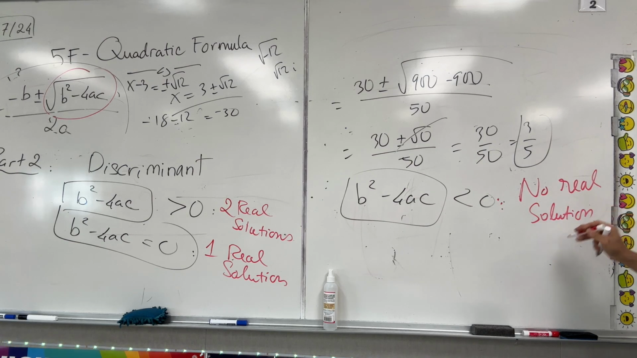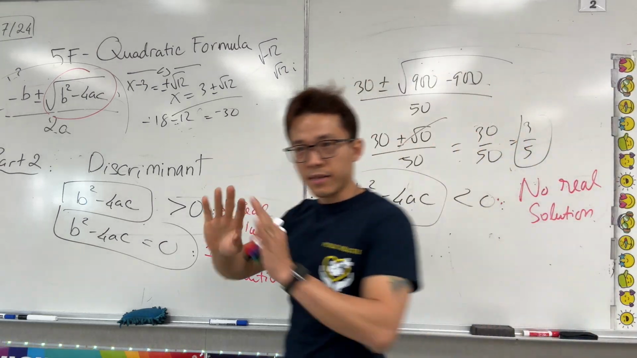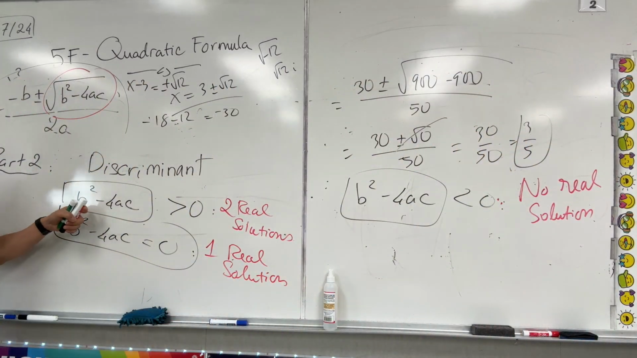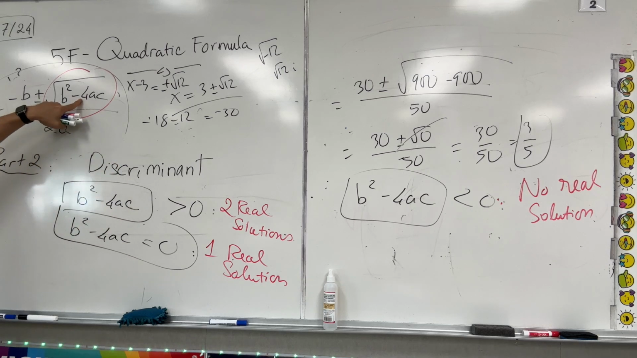So this is one of the questions on the exam. They ask you, can you determine the number of real solutions? You don't need to solve them. Remember, again, you don't need to solve them. You just need to find b squared minus 4ac, the one inside the square root. Let's do just one example together.